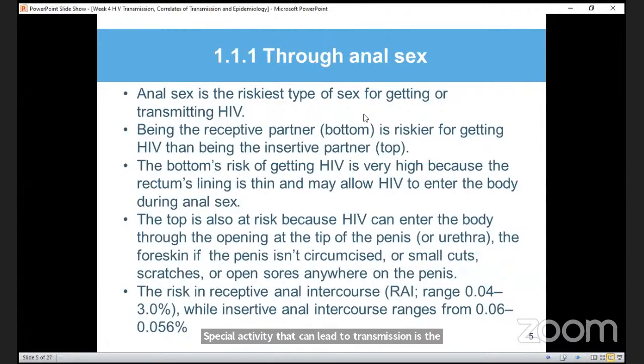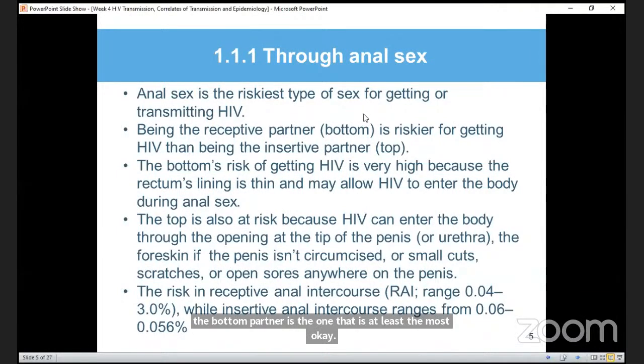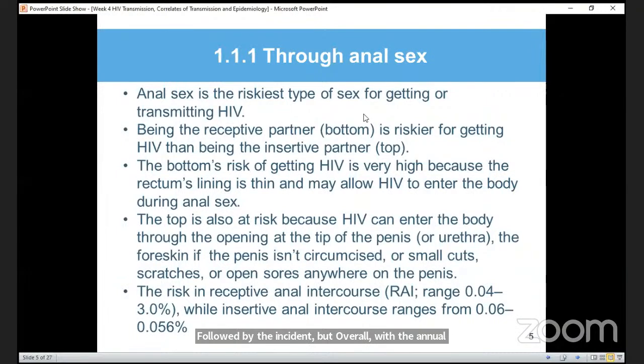And here we have two categories. We have the top partner and we have the bottom partner. The bottom partner is the receptive partner. I'm on bullet number 2, so that you can follow. The bottom partner is the one at risk the most, followed by the insertive. But overall, anal sexual activity is the riskiest as compared to all other forms of sexual activity.